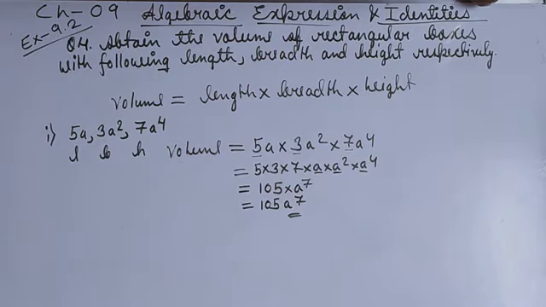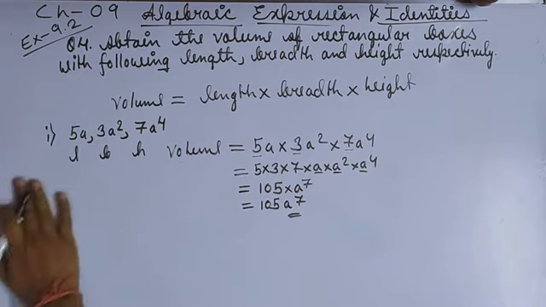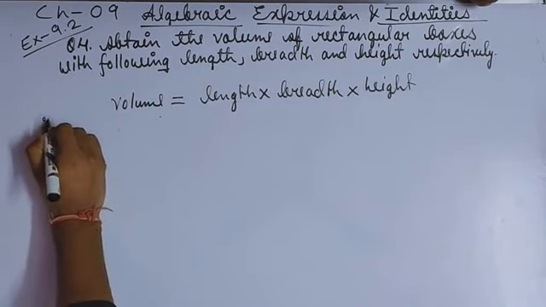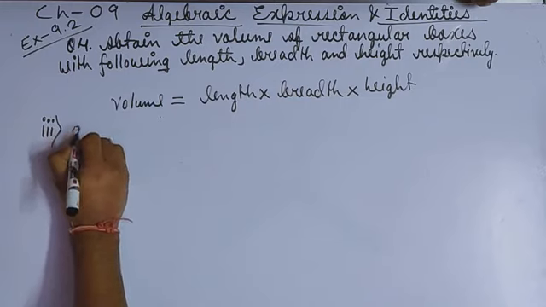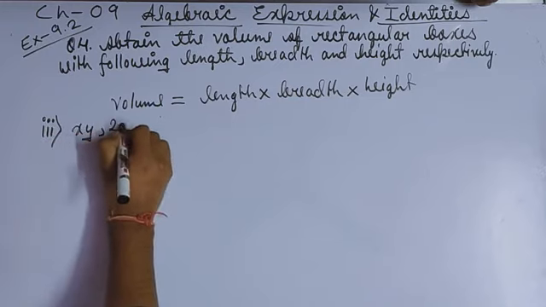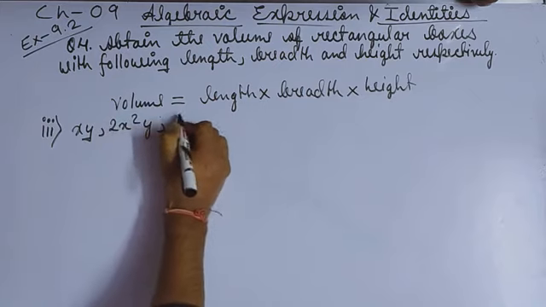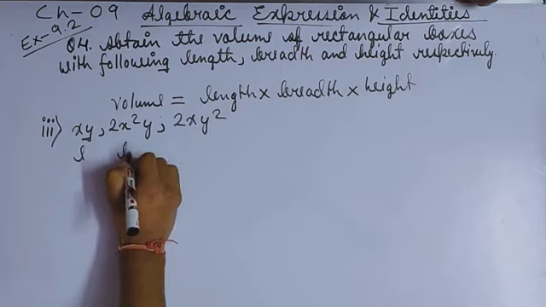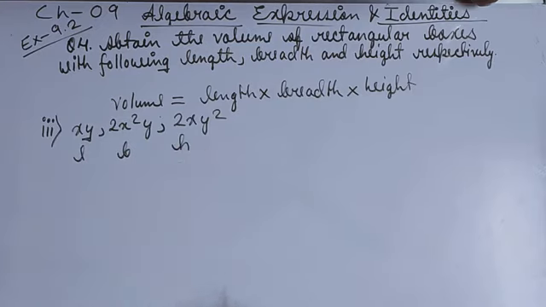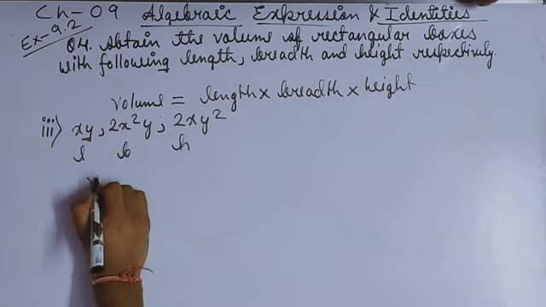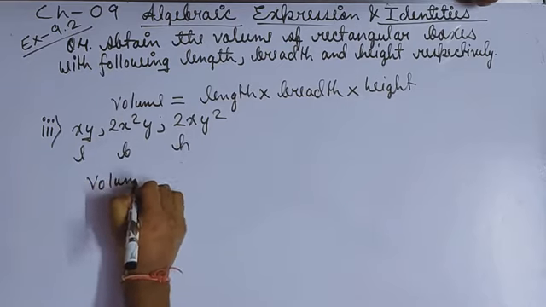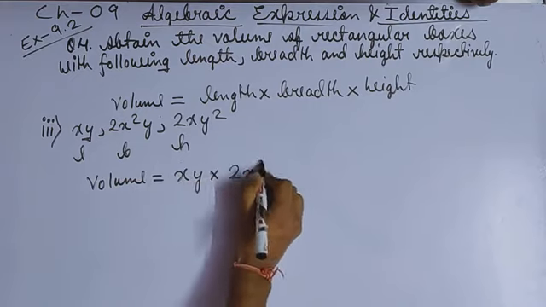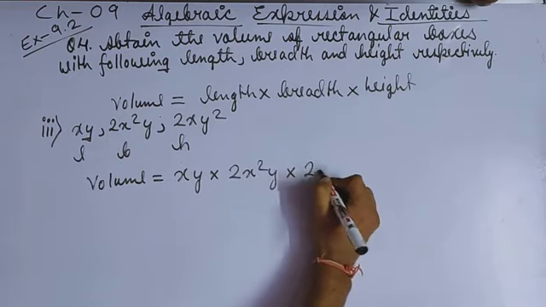Now we are moving to the third part. In the third part, it is xy, then 2x square y, then 2xy square is there. So what is the length? Length will be the xy, breadth will be 2x square y, the height will be 2xy square. So we have to find out the volume. So the volume will be equals to length, which is xy multiply breadth, that is 2x square y, and then height, which is equals to 2xy square.